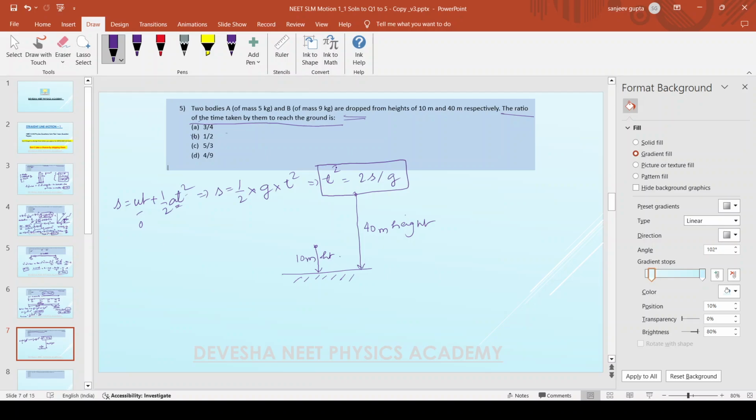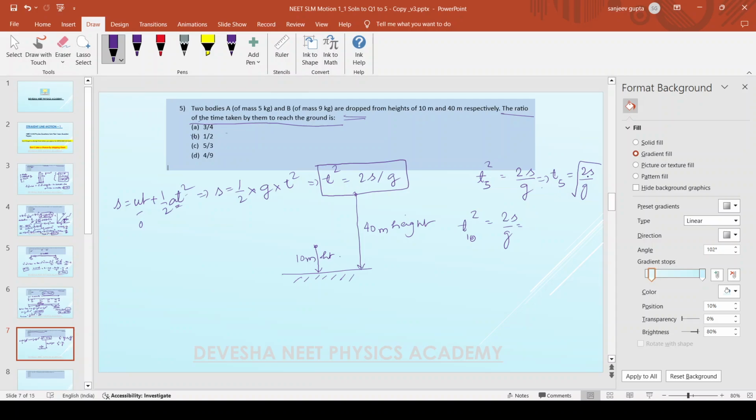So let's look at the two bodies. There are two bodies here, one of mass 5 kg, other of mass 9 kg. So the time taken by the body of 5 kg: t square is 2s by g, so t of 5 is equal to the square root of 2s by g. Similarly, for t of 9, the same logic, t square is equal to 2s by g.